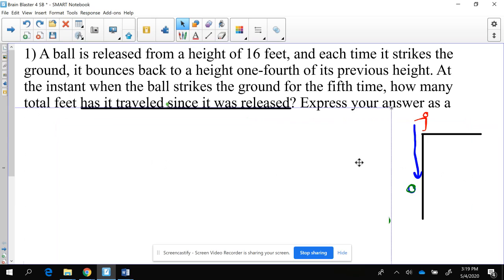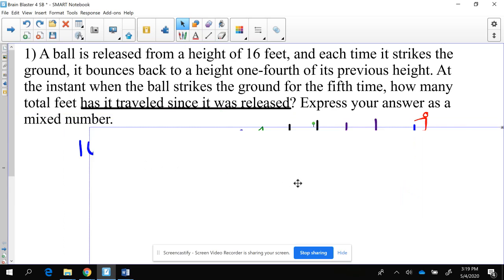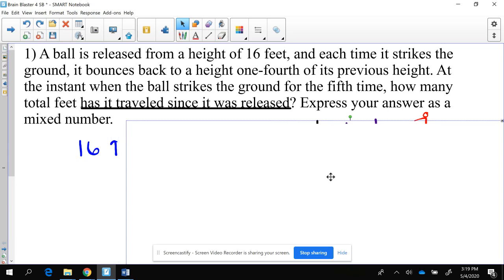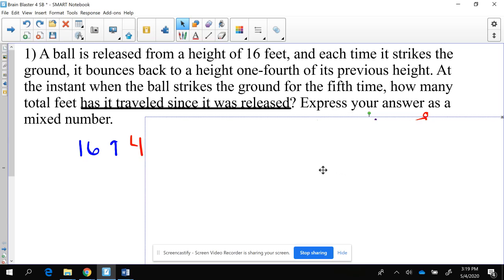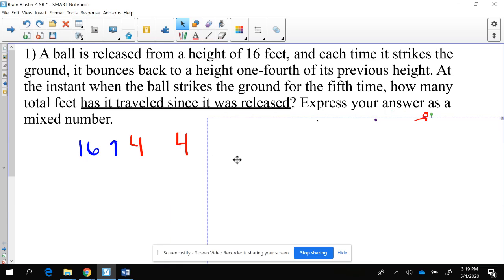So here's my person right here dropping the ball. And if you drop the ball, the first thing that's going to happen is it's going to go 16 feet, right? It's going to drop 16 feet. And then when it hits the ground, that's the first bounce. It's going to go up 4 because 1/4 of 16 is 4. So it's going to bounce up 4 feet. Watch my cursor. If it's going to bounce up 4 feet, then it's going to come down 4 feet.